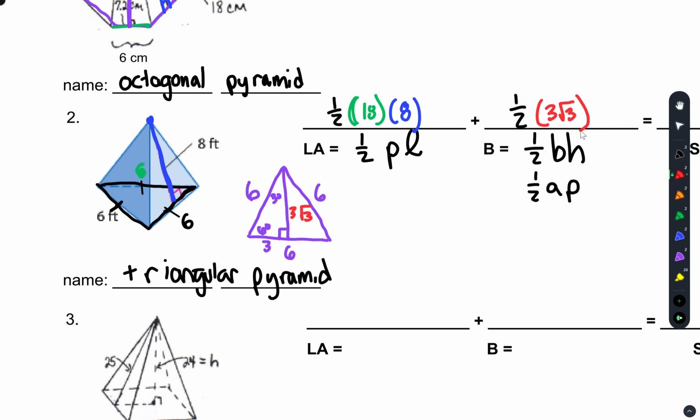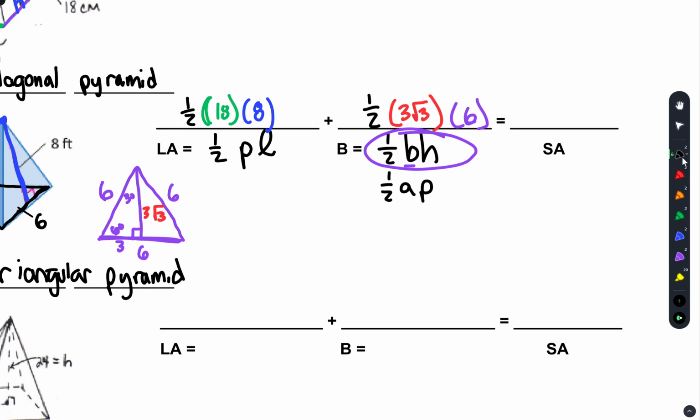Or sorry, not the apothem. The height of my triangle. And then the base of my triangle is 6. So I did 1/2 base times height here. If you want to do 1/2 perimeter times slant height, or 1/2 apothem times perimeter, go for it.